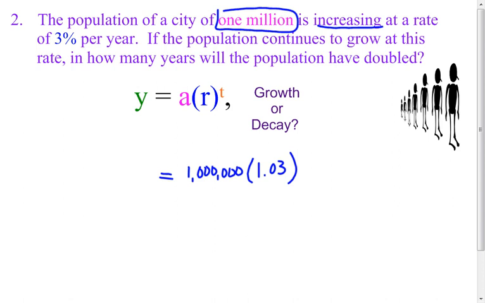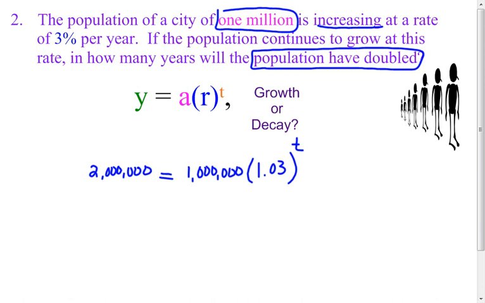Notice your percentage does get written as a decimal, so you do need to move the decimal 2 places to the left. In this case, I'm needing to know my time. I don't know it, but I know that at the end of what I'm trying to figure out, I need the population to have doubled. So I need the population when it started at 1 million. If it doubled, then it would end at 2 million.